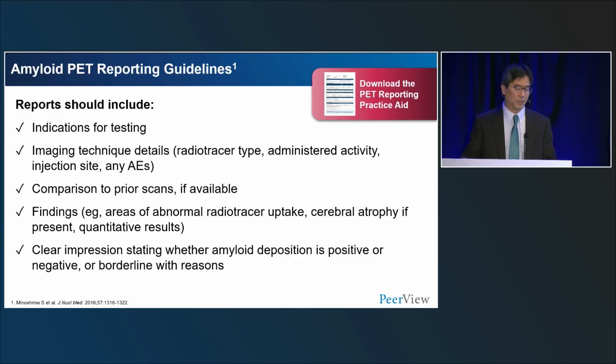Some other tips on reporting guidelines. At the very top, in your indication, of course, you can do the indication for testing, the imaging technique, which we're all familiar with, comparison to prior scans if available, particularly including MRs. Findings: in your findings you go into detail about which region may be positive or negative, also significant confounders such as atrophy that the neurologist might need to be aware of. And if you do quantitation, you can slip that in there, the SUVR, the centiloid value.